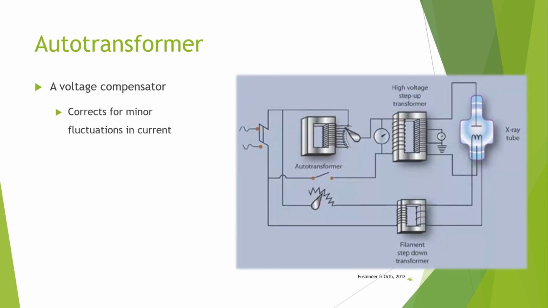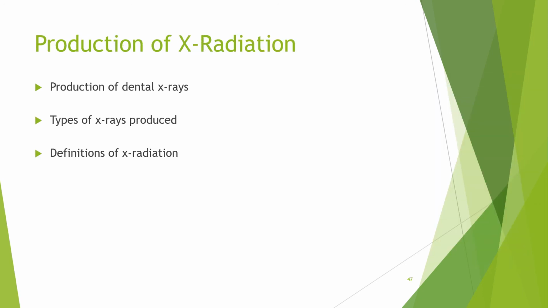Okay, and the autotransformer, it does exactly what it sounds like it does. It serves as that voltage compensator, and that corrects for those minor fluctuations in the current. We don't really have to get any deeper than that. That's plenty. So now that we understand the way that those X-rays are produced and how that electricity is used in the production of those X-rays, now we're going to start talking about what happens in between the cathode and the anode. We'll talk about the different types of X-rays that are produced, and we'll go into more definitions of X radiation.